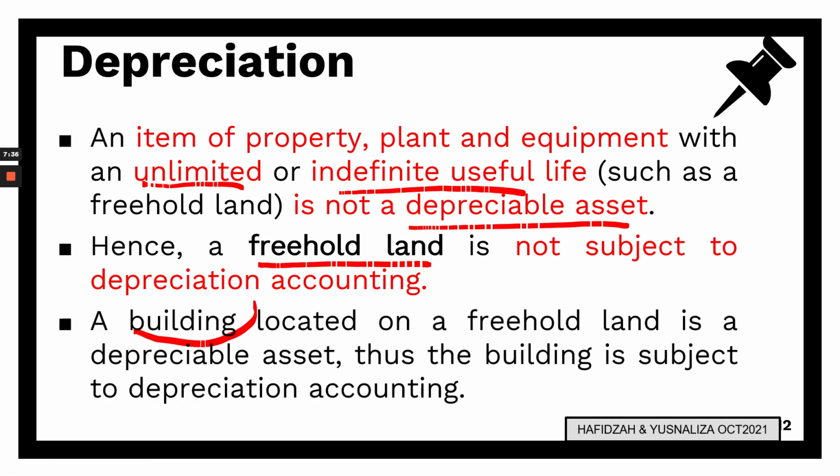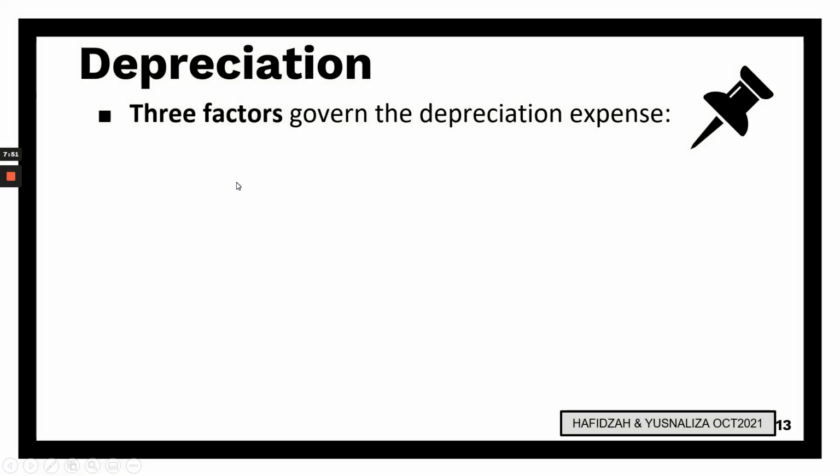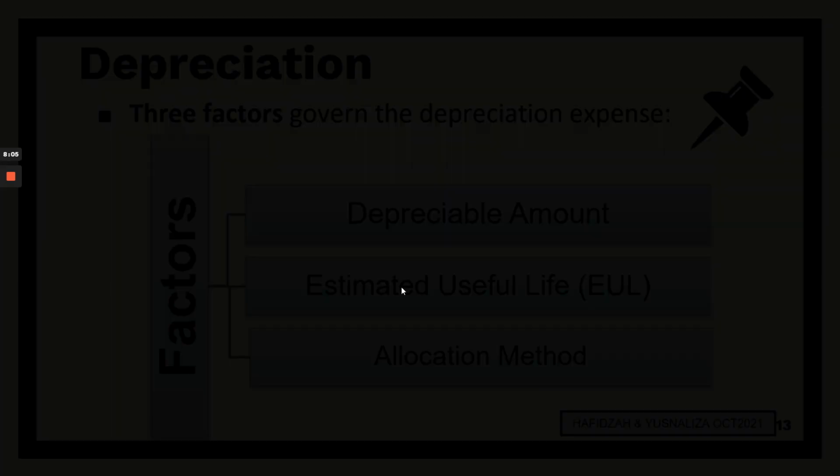a building that was located on a freehold land is still subject to depreciation. So the land is not depreciated, but the building on that land is a depreciable asset, so it will be depreciated. These are the factors that will govern the depreciation, because depreciation is an expense to the company. So 3 factors that govern depreciation are depreciable amount, estimated useful life, and the allocation method.